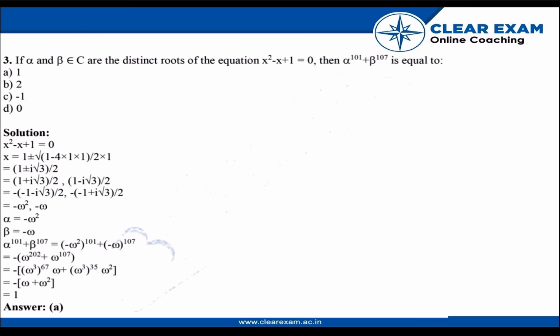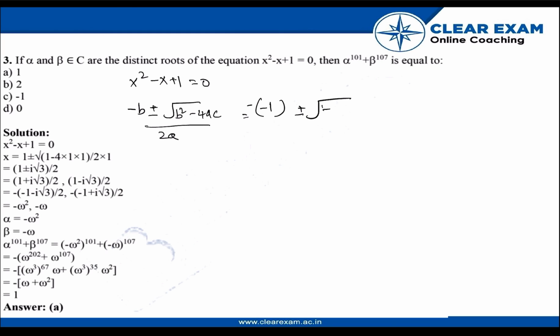So first let's start by finding the roots of the given equation, that is x square minus x plus 1 equals 0, using minus b plus minus under root b square minus 4ac upon 2a. So we have b equals minus 1, plus minus under root of b square, that is minus 1 square, minus 4 into 1 into 1, upon 2 into a, that is 1. So solving this we get minus 1 plus minus under root 3 upon 2. We can write this as minus 1 upon 2 plus minus under root 3 by 2.